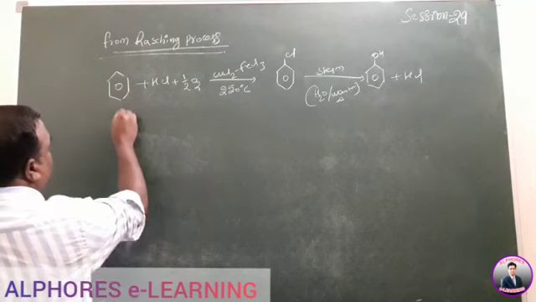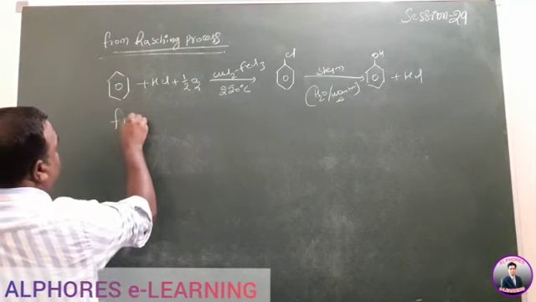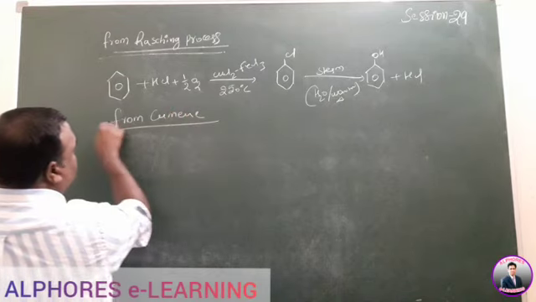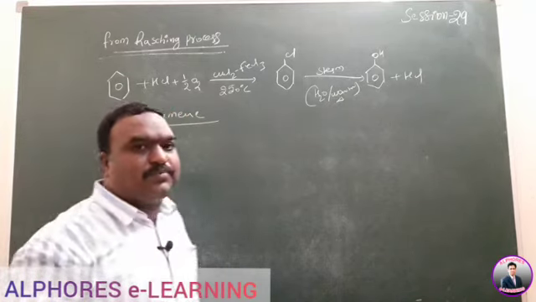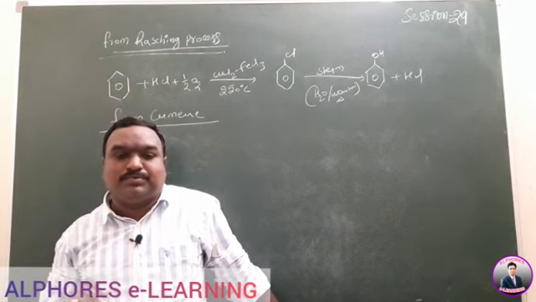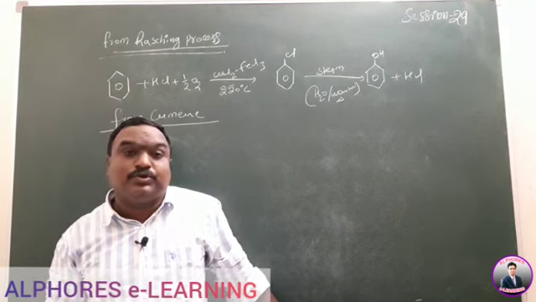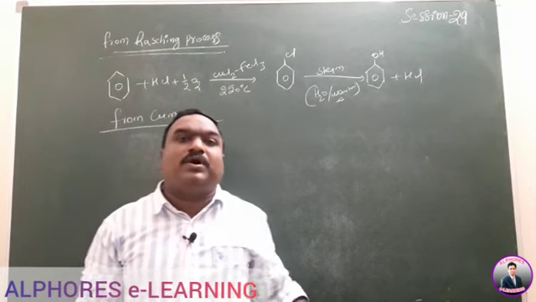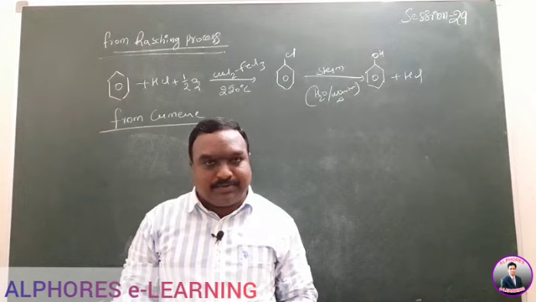Next, from cumene. Isopropyl benzene is generally called cumene. By using the Friedel-Crafts alkylation, we can prepare cumene.